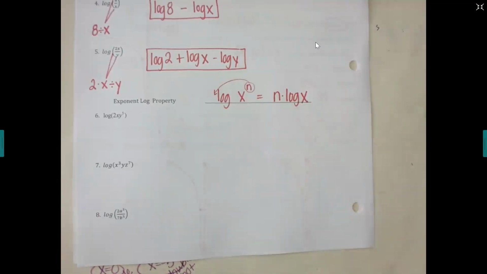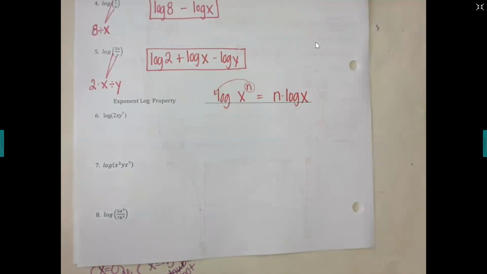Very stupid rule, but it is a rule within logs, that you can just take the exponent and drop it down to the front. Okay, and there's only 3 rules. You just learned the 3rd one. So let's take a look at number 6.